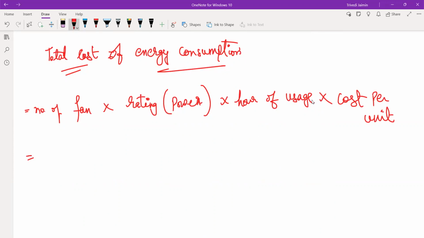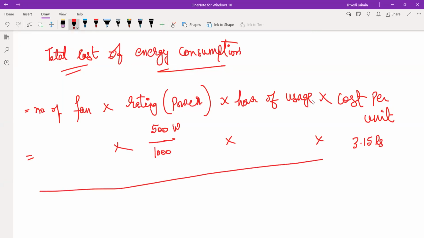So total number of fan, rating, hours of usage, cost per unit. So generally rating of your fan will be 500 watt. So convert this 500 into kilowatt, that is divided by 1000. Keep it like that. And remaining number of fan you have in your house into hours of usage into cost. Generally it will be 3.15 rupees per unit. So multiply with that.